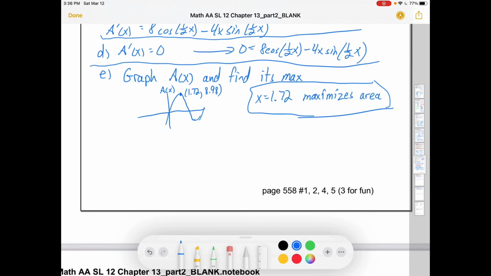You can find practice questions on page 558, 1, 2, 4, and 5. I think 3 is a little trickier.